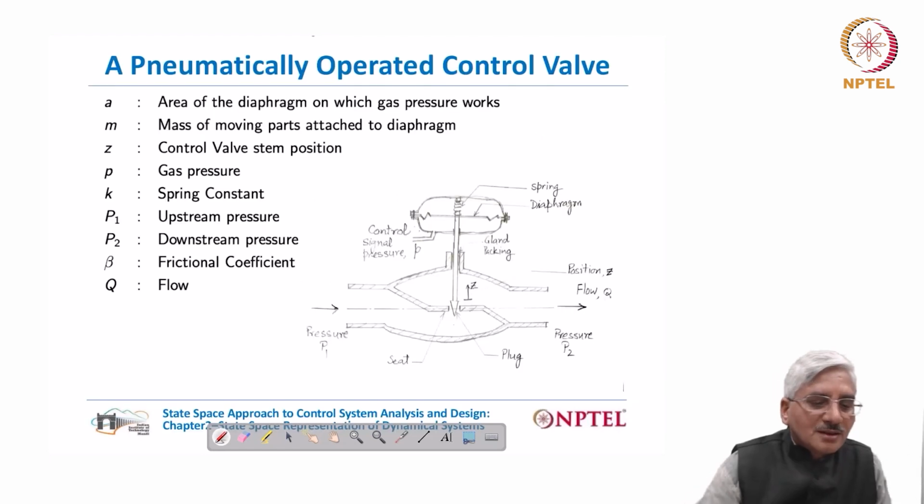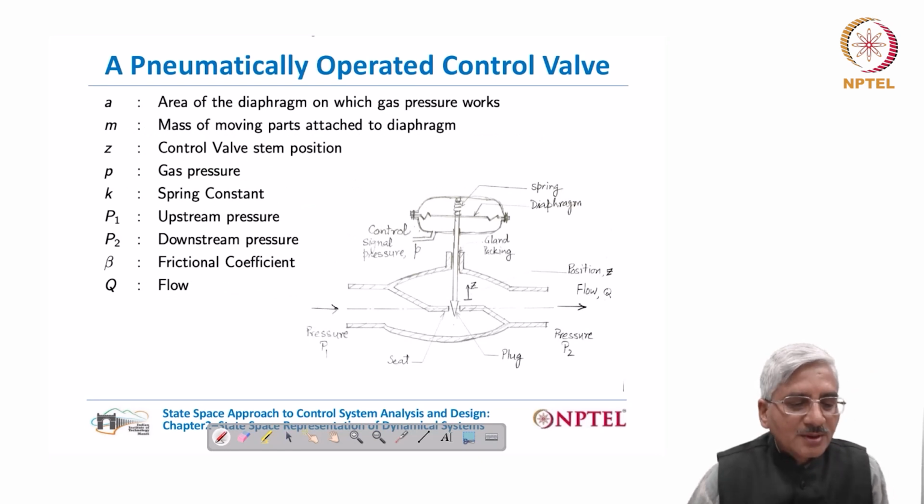Now we consider the next example, which is of a numerically operated control valve. So these control valves are used for automatic control of flow in the pipelines. Of course, we have manually operated control valves or automatic control valves. In the automatic, we have electrically operated or pneumatically operated. So we are considering the pneumatically operated control valve in a pipeline.